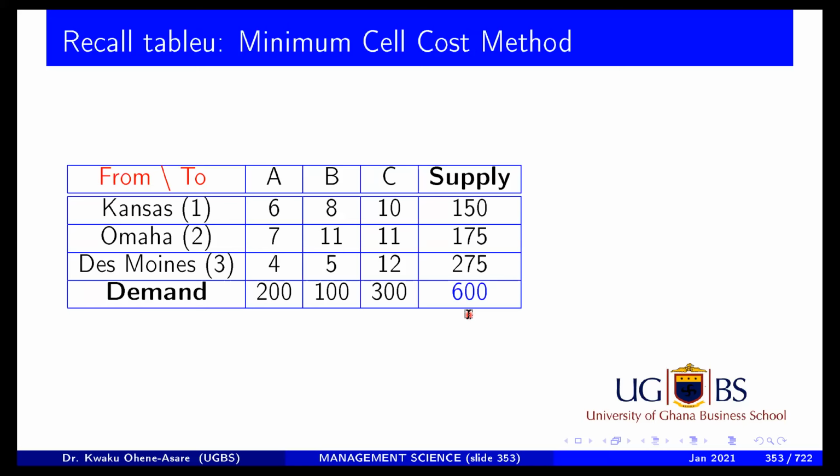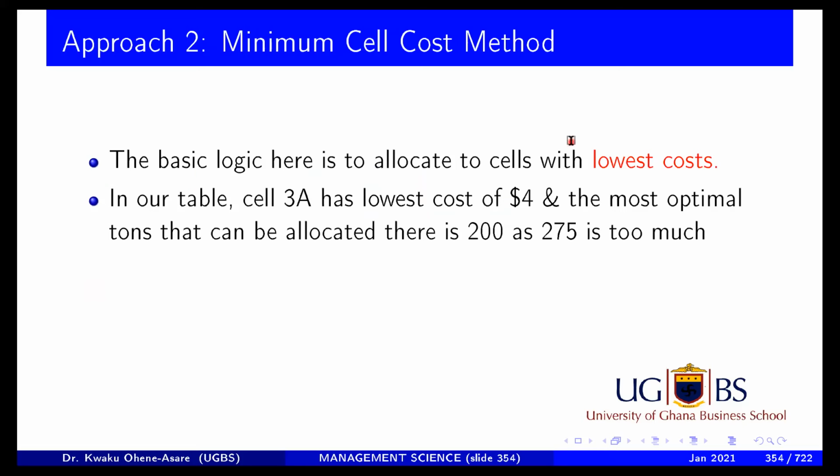Can you type for me, which cell has the lowest cost? We normally will mention 1A or 1B or 2C or 3C. So which cell do you guys see as having the lowest cost? Type it in there, let me see. 3A, okay, that's what you mean, 3A. Fantastic, Eunice. So in our table, 3A has the lowest cost of $4.